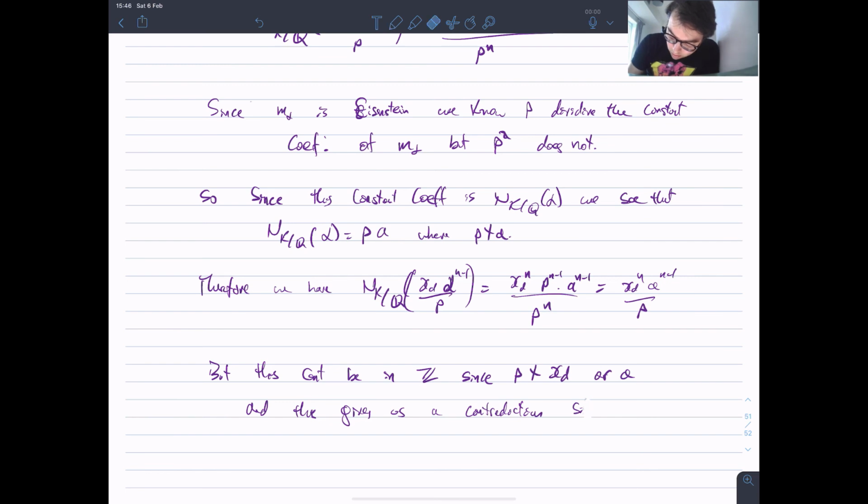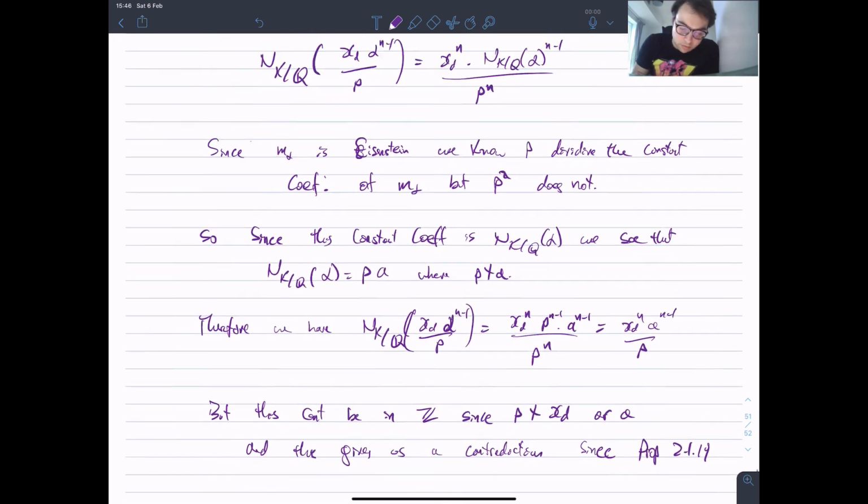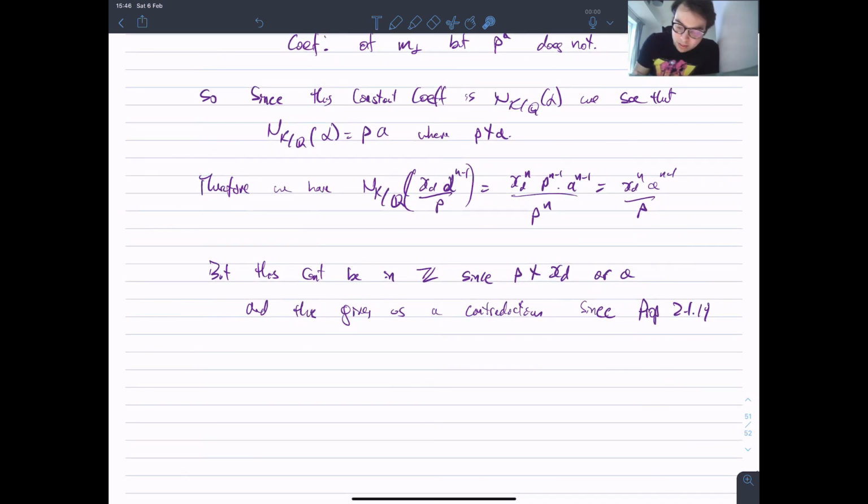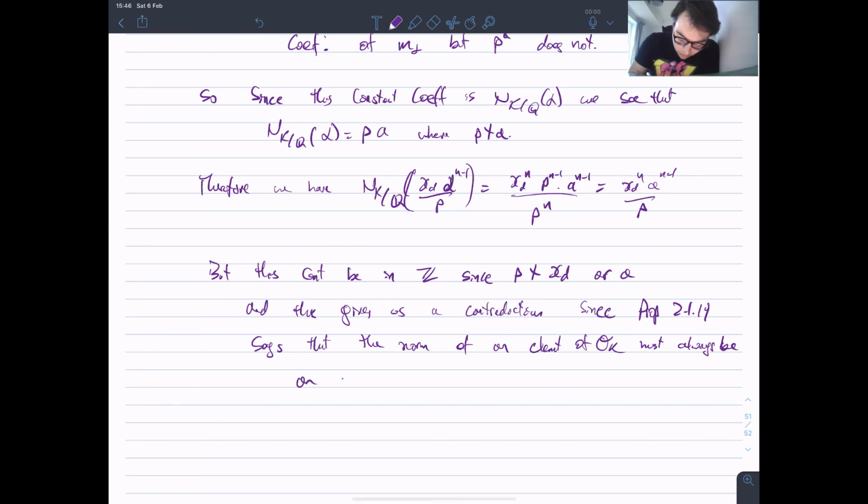since proposition 2.1.19 says that the norm of an algebraic integer always has to be an integer. We just said that this was an algebraic integer, and I just worked out its norm, and I've realized that it's not an integer. It says the norm of an element of O_K must always be an integer.